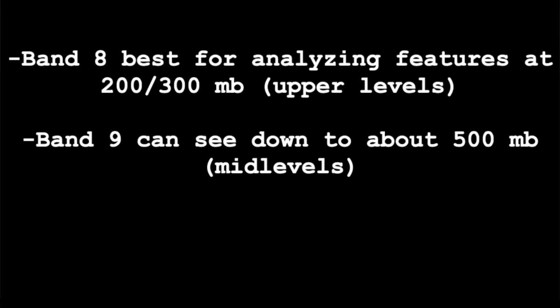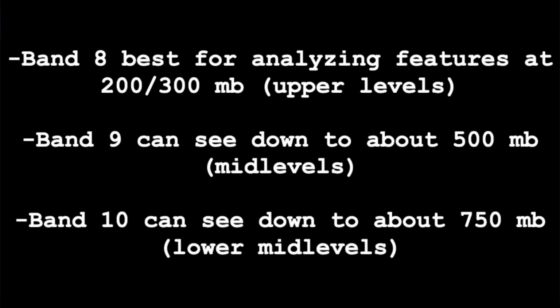Band 9, which is the mid-level water vapor band, can see down to about 500 millibars, which is about 18,000 feet in the atmosphere, and it's where we look for troughs and ridges. Troughs are associated with low pressure, ridges associated with high pressure. Troughs are usually a key ingredient in severe weather. And band 10, which is the lower level water vapor band, can see down to about 750 millibars, which is the lower middle portion of the atmosphere.